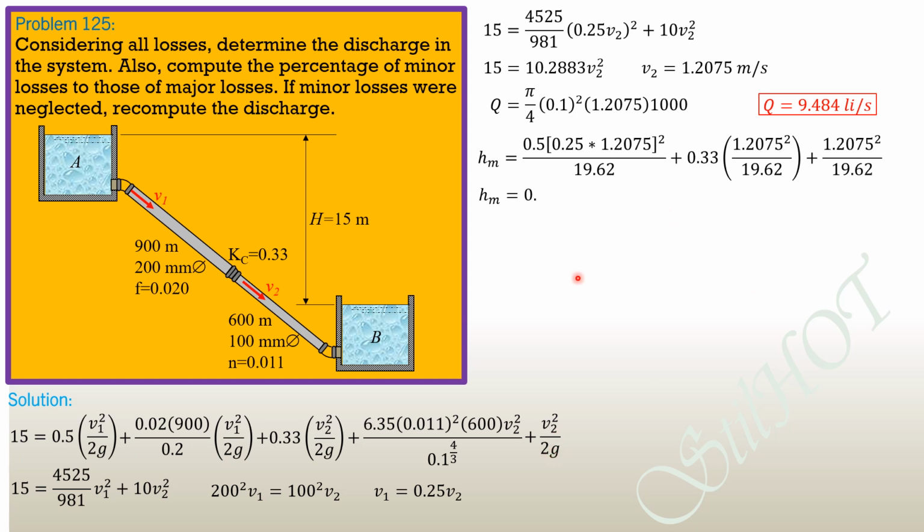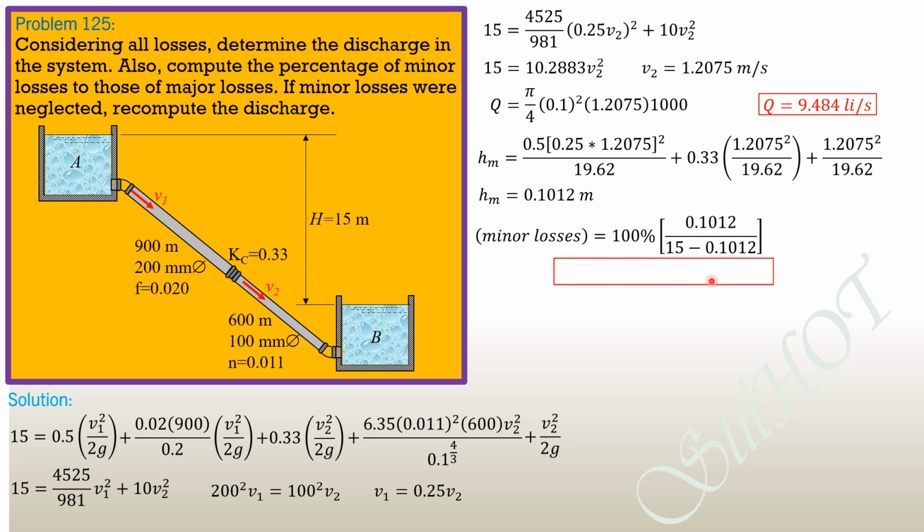So the minor loss is only 0.1012 meter, and therefore the major loss is the total loss, 15, minus minor loss, so that's the frictional loss. So the percentage of minor loss to major loss is 100% times 0.1012 divided by 15 minus 0.1012. Therefore, the minor losses percentage is only 0.6792%.